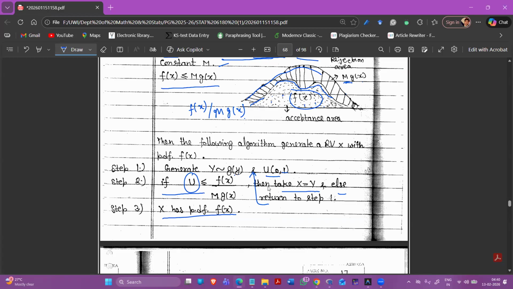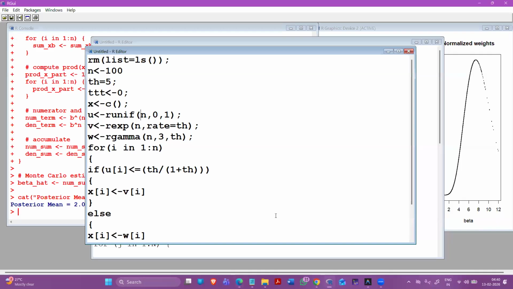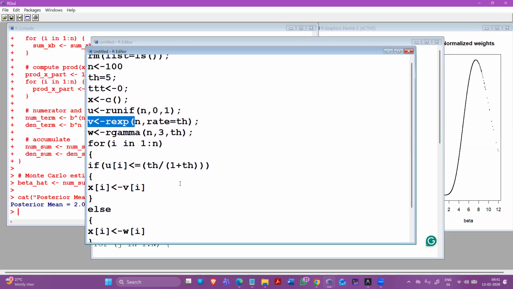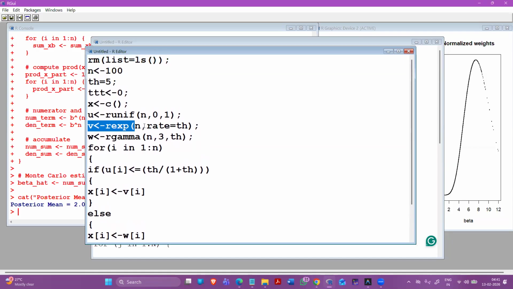If I want to generate 100 values of x, then I need to generate 100 values of u from the uniform distribution. I'm going to take one distribution as an exponential distribution. One distribution I'm going to take as the variable.